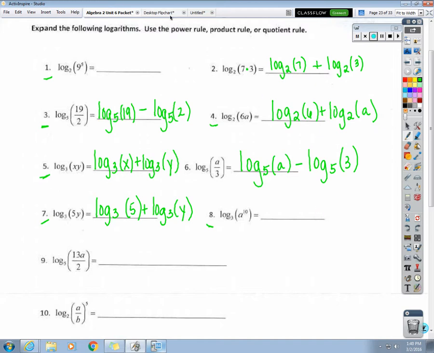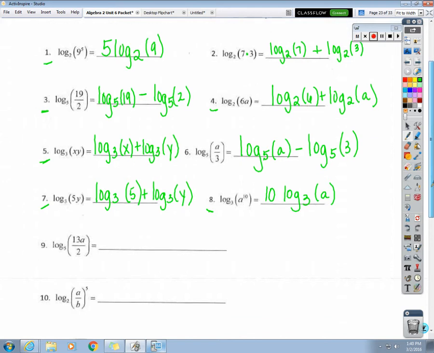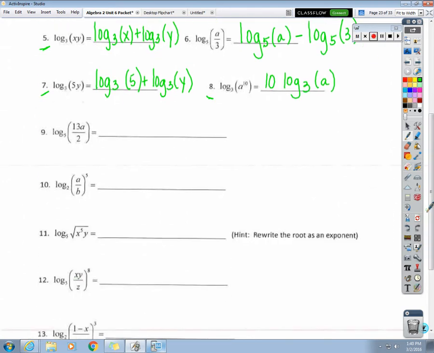Okay, what'd you get for number 1? 5 log base 2 of 9. Okay, what'd you get for number 8? 10 log. Right. Okay, now, starting in question 9, they're just combining rules.